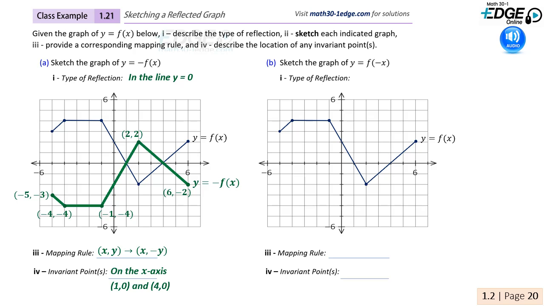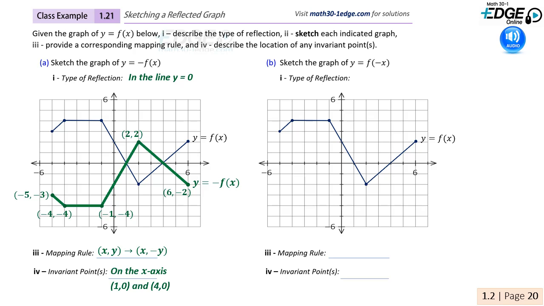How'd you do? I want to highlight that here I described the reflection as being in the line y equals 0. You could have also said in the x-axis. If you wrote that it was a vertical reflection, that's understood for your homework, but wouldn't be appropriate for a formal exam. You do have to indicate the axis of reflection.